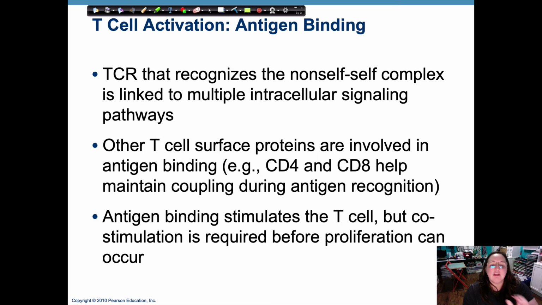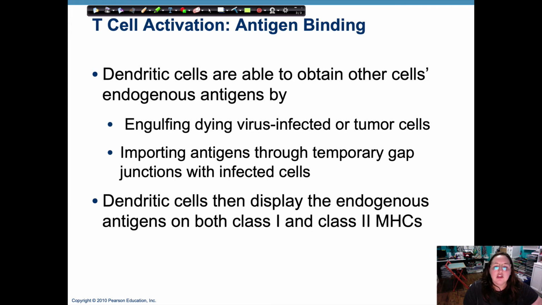But essentially what those pathways are going to do is recognize that that is a non-self antigen, and it's going to trigger CD4 and CD8 cells to activate themselves. This antigen binding is going to stimulate the T cell, but again, it's not going to activate until co-stimulation occurs. Co-stimulation occurs whenever two or more receptors link up, okay?